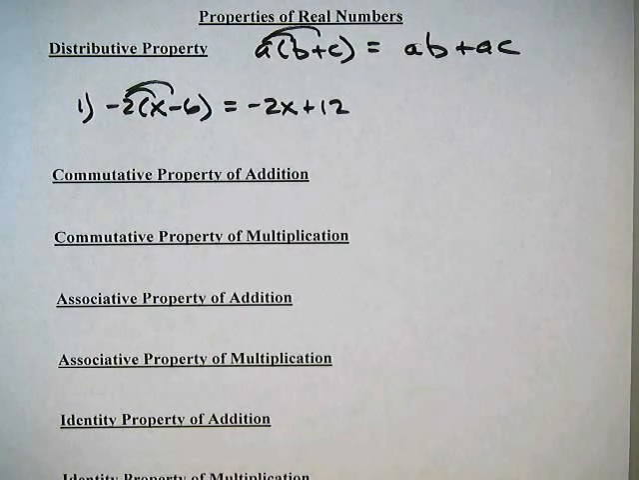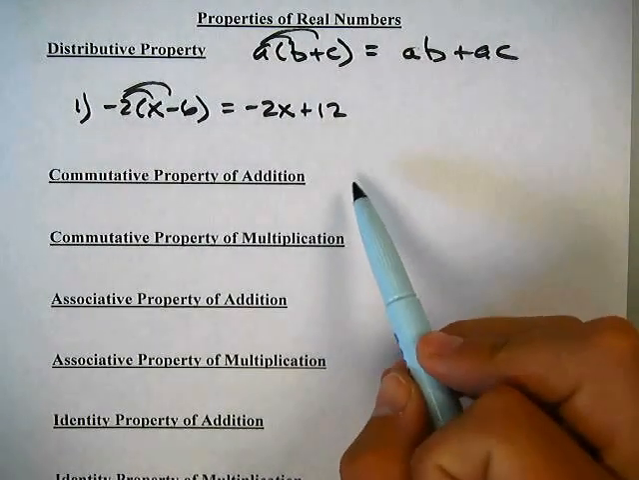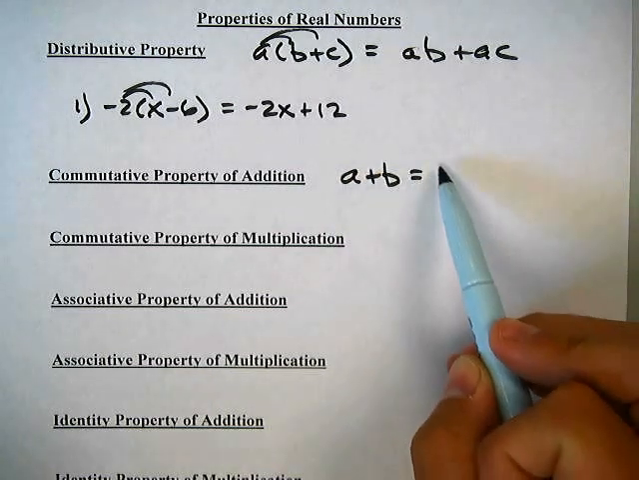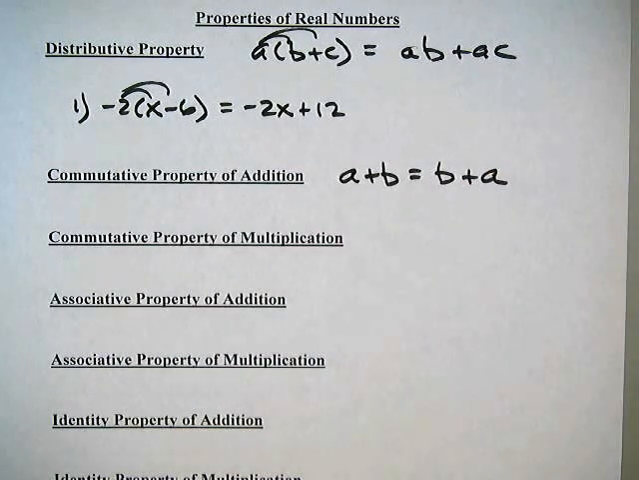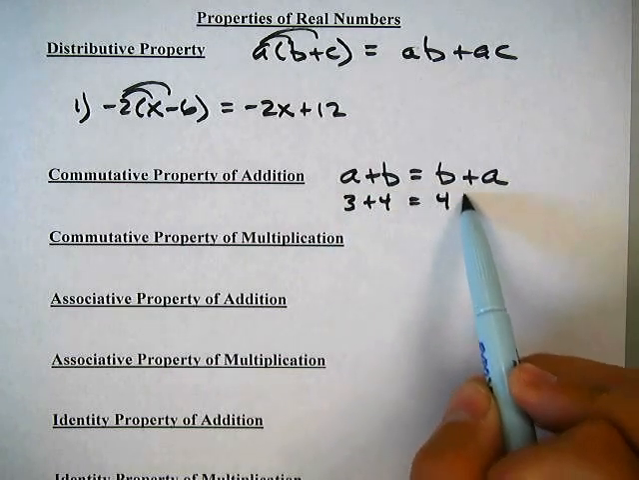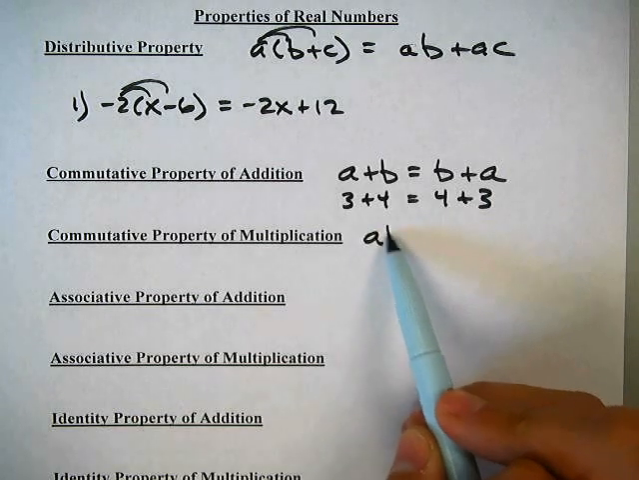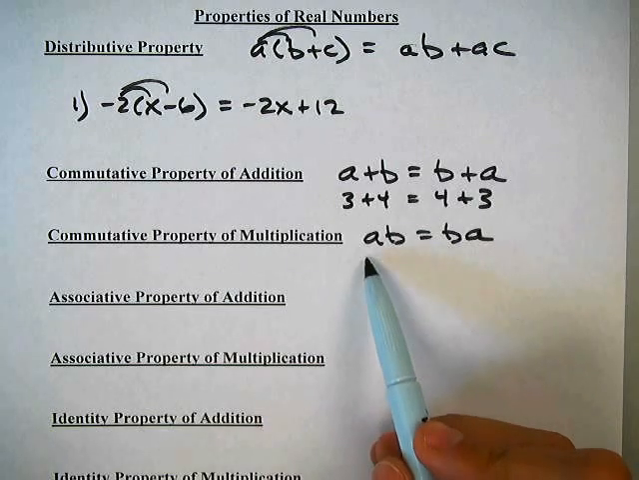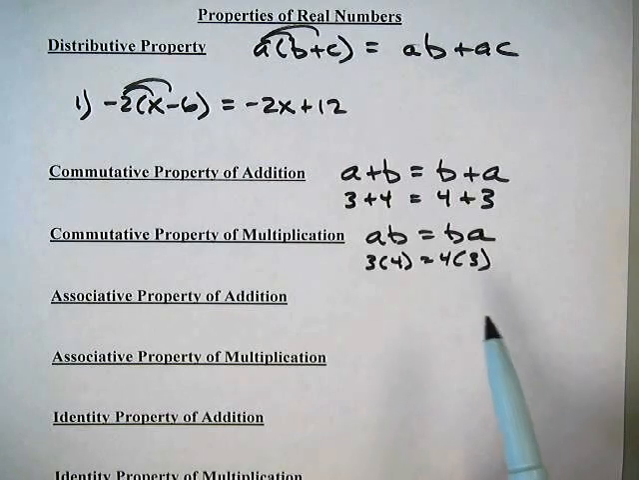Let's talk about commutative property. Okay, there's two commutative properties, one of addition and multiplication. Commutative property of addition says that if I have A plus B, so if I'm adding two numbers, that would be the same thing as saying B plus A. So it doesn't matter the order. You can add 3 plus 4, and that would get you the same answer as adding 4 plus 3. Commutative property of multiplication says A times B is the same thing as B times A. And again, that would just mean 3 times 4 is the same thing as 4 times 3.